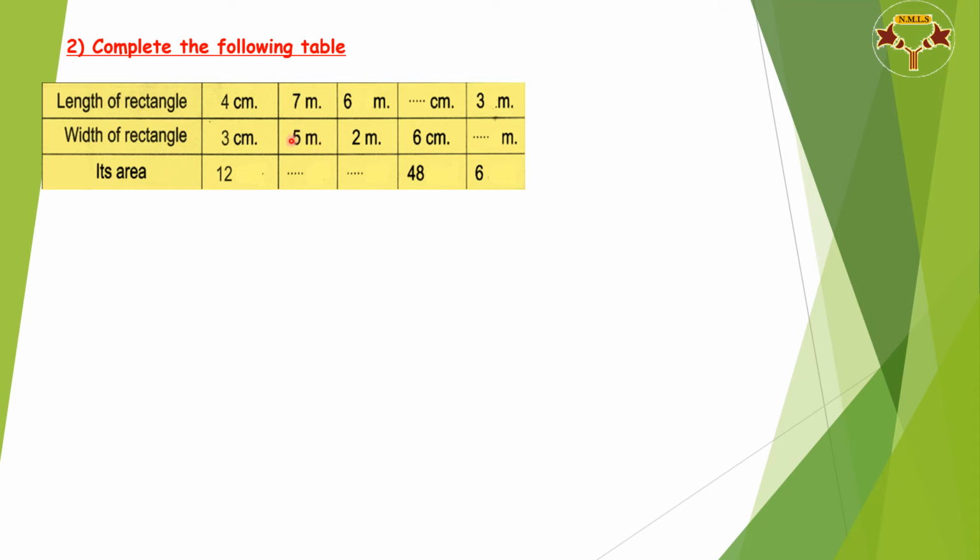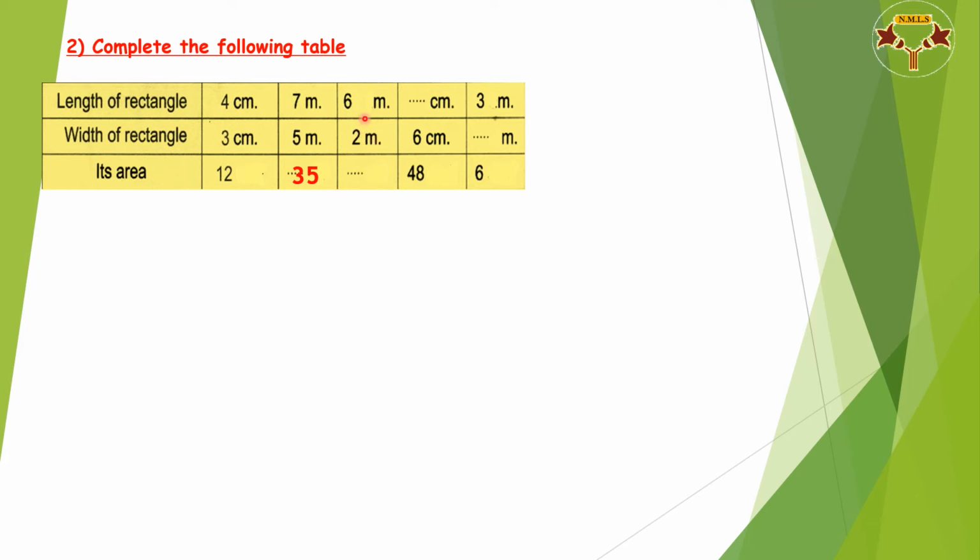The second rectangle, its length equals 7 meters and its width equals 5 meters. We know that the area of a rectangle equals length times width. Then we will multiply 7 times 5. From table 5, we will raise 7 fingers: 5, 10, 15, 20, 25, 30, 35. Then the answer will be 35 meter square.